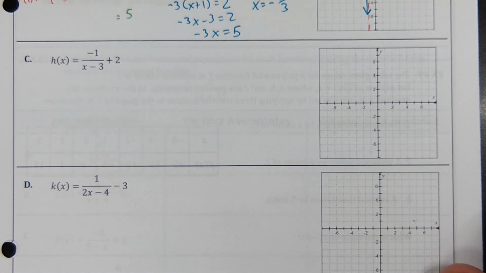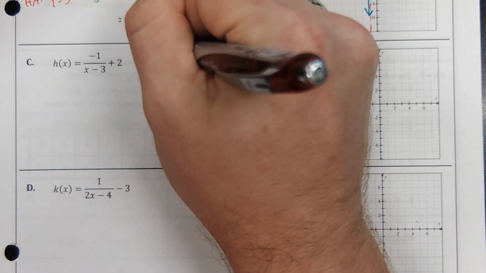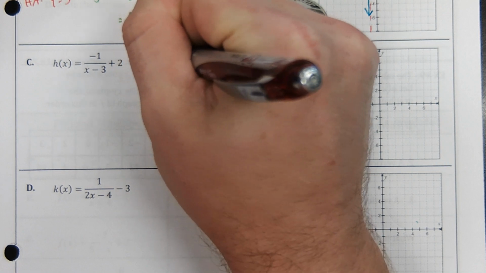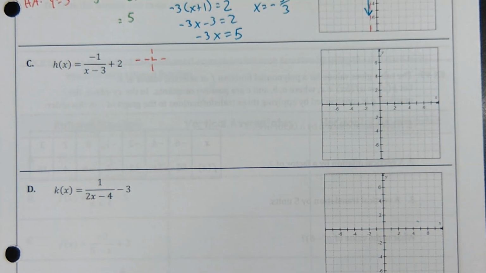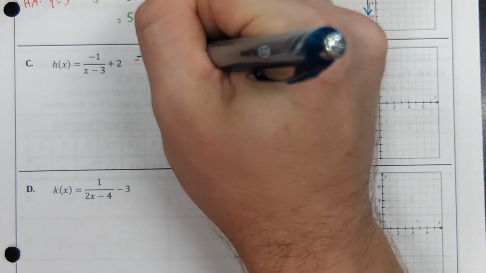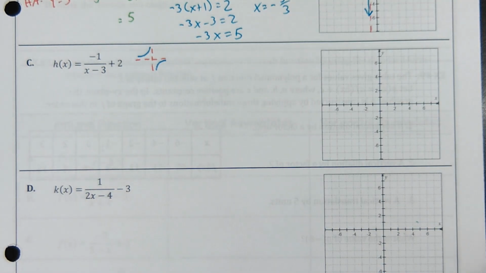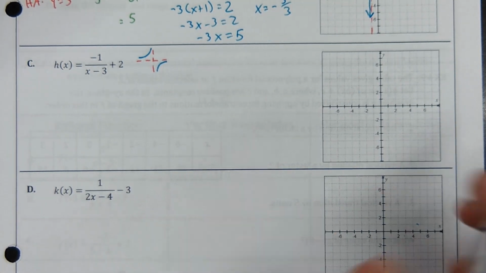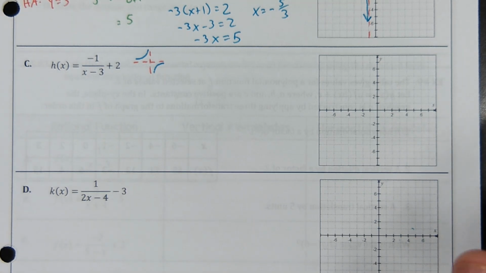Okay, hold on. I see a negative. That means there's a reflection. Because there's a reflection, it will not be top right, bottom left. It'll be top left, bottom right. This is going to be the behavior of this graph. And I know that instantly because I see the reflection.